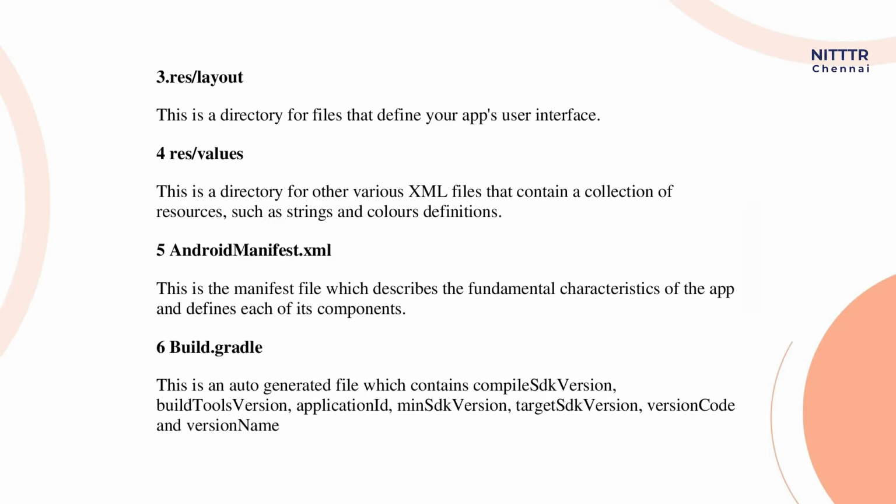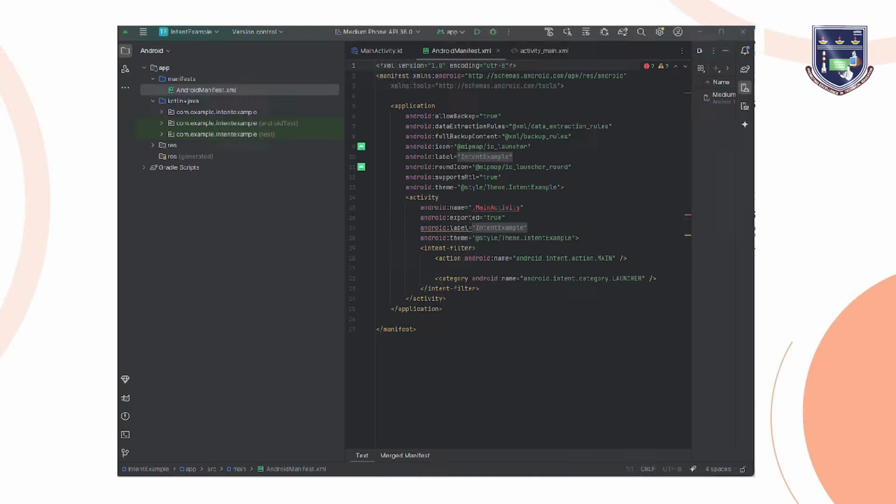This is a manifest file which describes the fundamental characteristics of the application and it defines each of its components. And the sixth one is build.gradle. This is an auto-generated file which contains compile SDK version, build tool version, application SDK version, target SDK version, and version code and version name. Next we'll have a brief discussion on the important application files in the Android project.